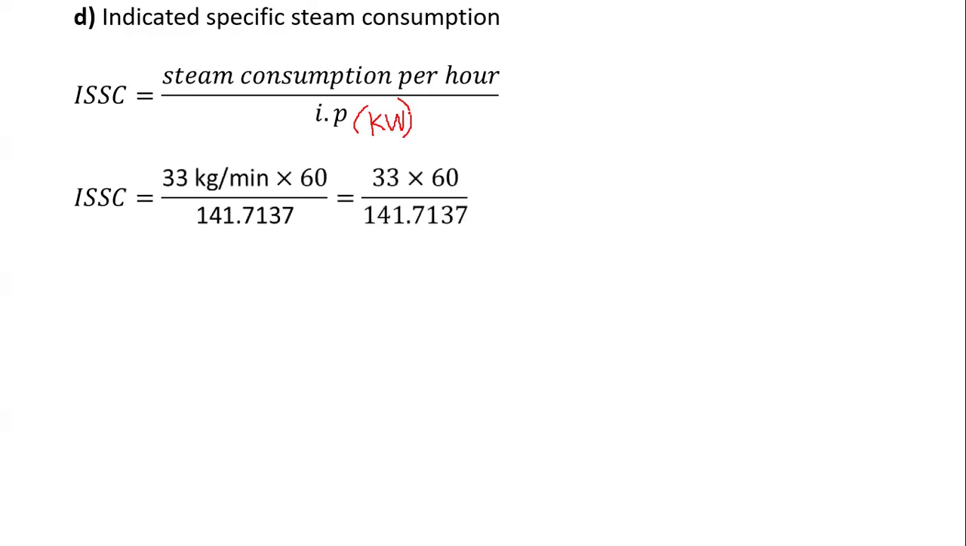So there, the steam consumption we had was 33 kgs in 1 minute. But we want it to be up to 1 hour. How many minutes are there in an hour? We have 60. So the 33 multiplied by 60, we've converted. So 33 times 60 divided by the indicated power that we got, which is 141.7137. So then the indicated specific steam consumption is 13.97 kilojoules per kilowatt hour.